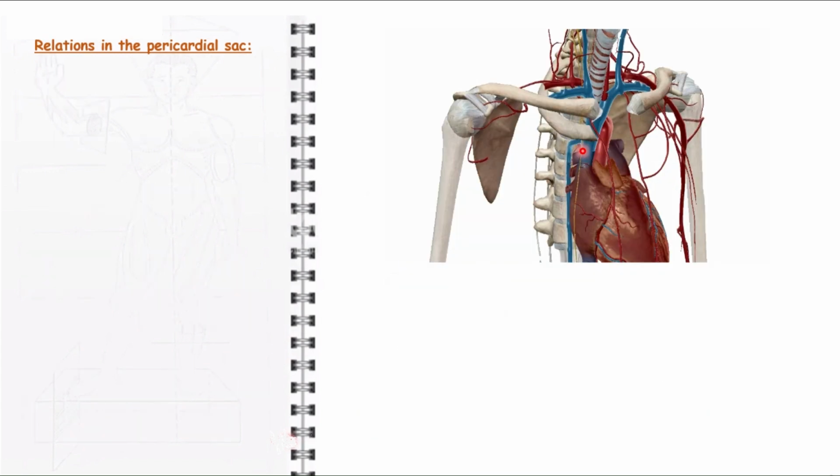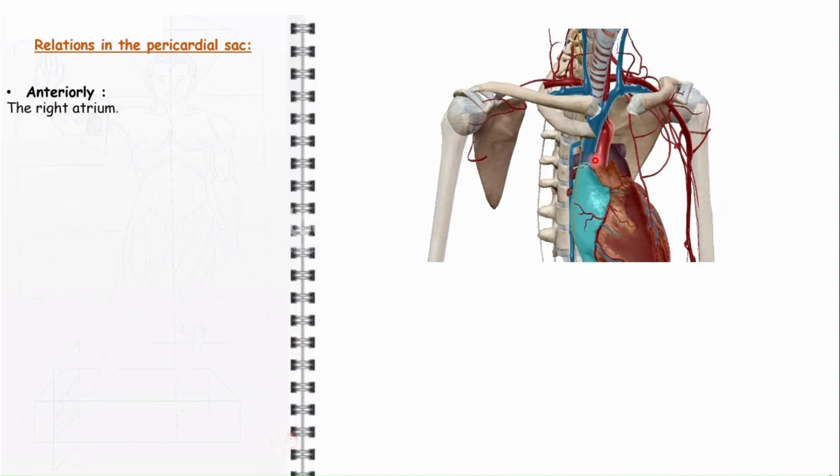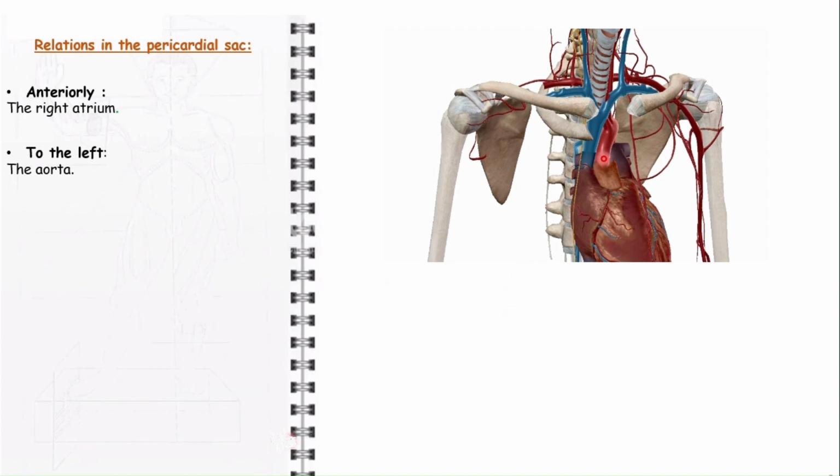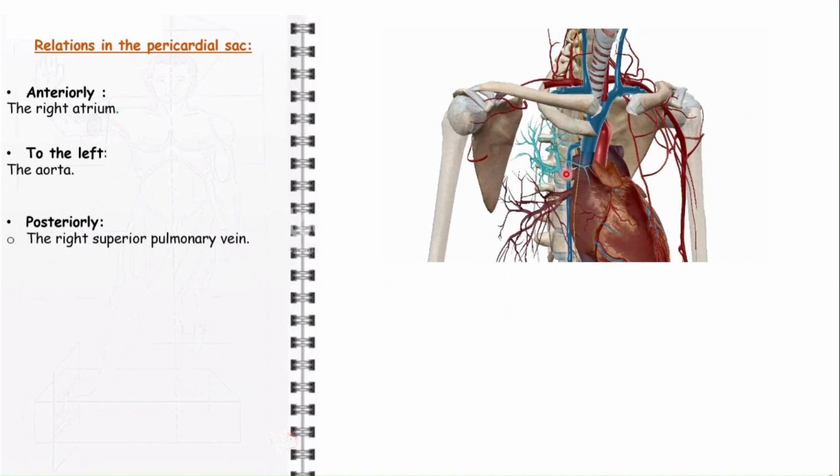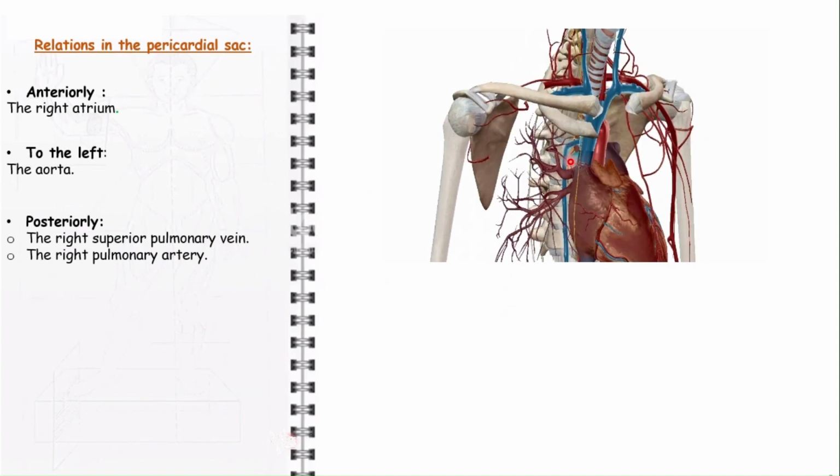The relations of the superior vena cava in the pericardial sac are the following. Anteriorly, the right atrium. To the left, the aorta. Posteriorly, the right superior pulmonary vein, and the right pulmonary artery.